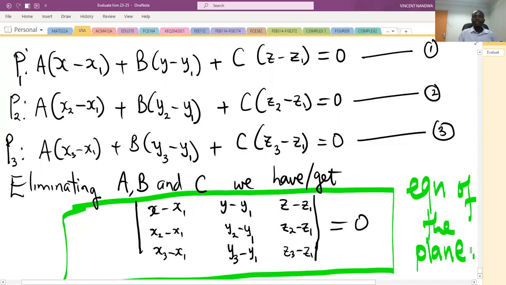So in the next session, we give an example on how to find the equation of a plane when we have 3 points. Thank you.